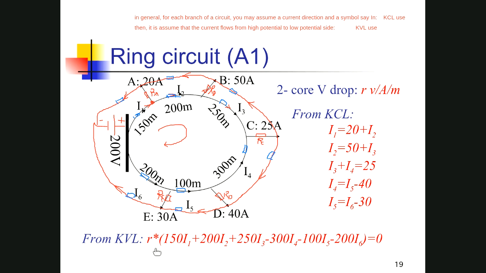Because the resistance per meter is non-zero, the part in the bracket should be equal to 0. So we have 6 equations for 6 unknowns. Then you can find the solutions for I1, I2, I3, I4, I5, and I6.